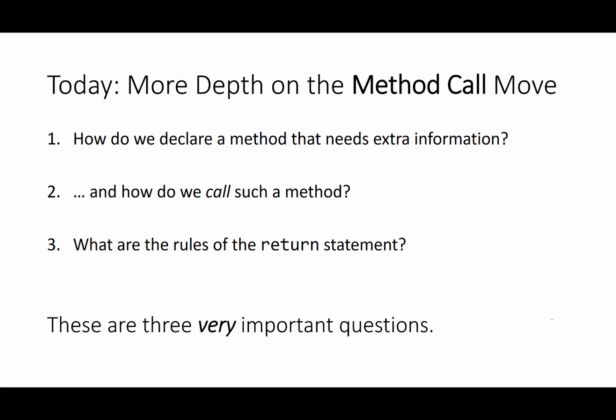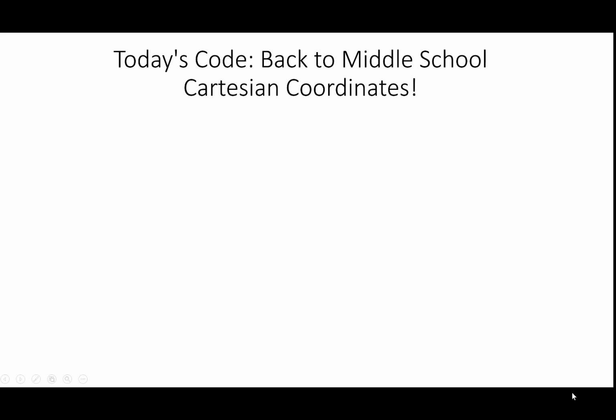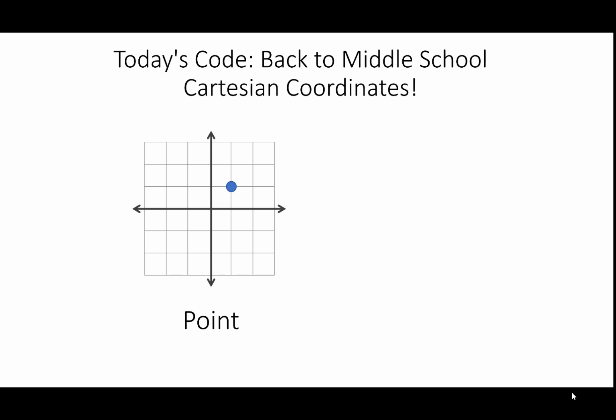So today we're going to look in much more depth at the method call move. How do we declare a method that needs extra information? How do we call such a method? Similarly, how can we write a constructor that does something like new Point(1.0, 2.0)? How do we declare a constructor that we can give the values we want for X and Y, so that it doesn't have to prompt the user every time? And then we're going to look at the rules of the return statement. These are three really important questions that, if you have a full understanding of, you'll be in great shape for working with methods.